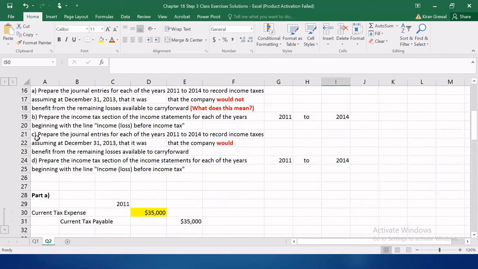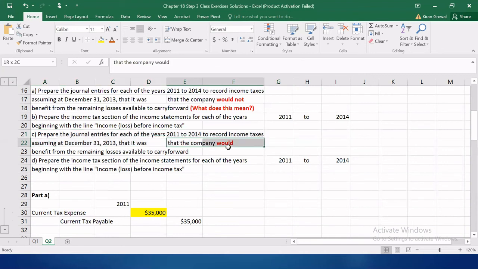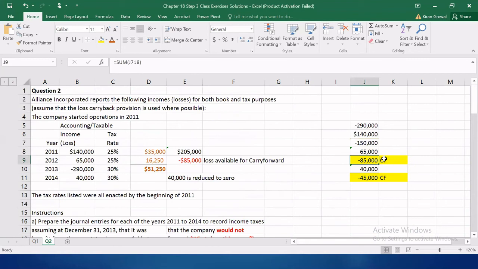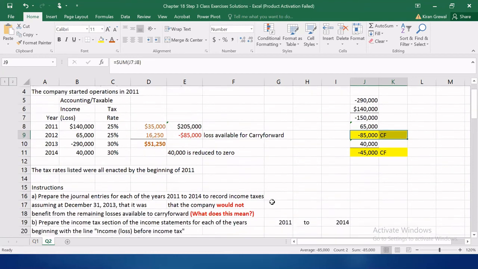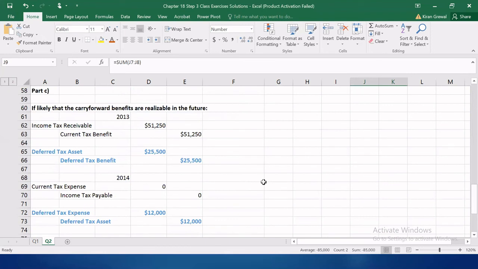All right, so let's go to part C. Part C says prepare the journal entries for 2011 to 2014, assuming that the company would benefit from the remaining losses available to carry forward. So part A said would not, part C says would. So we are allowed to record this carry forward amount. We didn't do a journal entry for the carry forward in part A, but we're going to do it in part C. Everything else remains the same, except we're doing our carry forward entry.